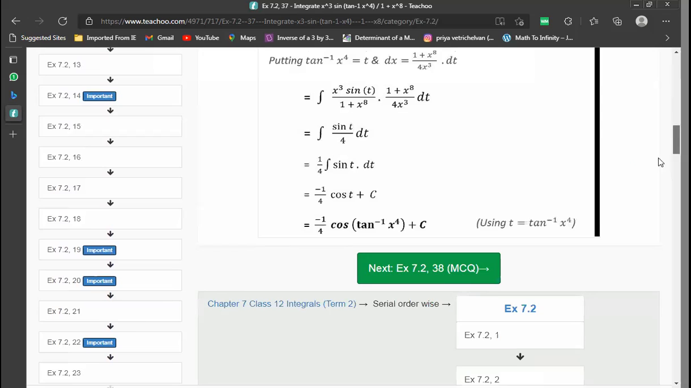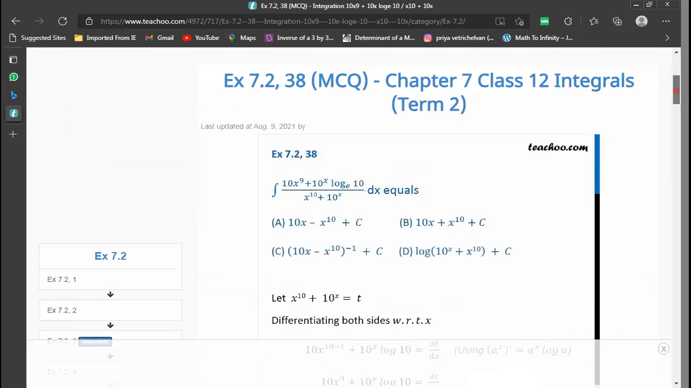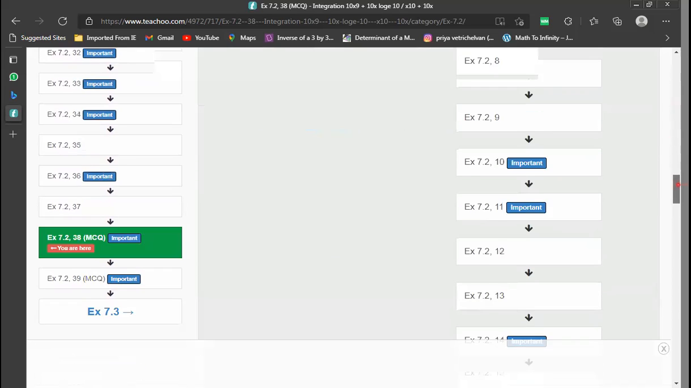The rest of the things are same only. This question is also the same kind of question. We'll move to the next exercise.